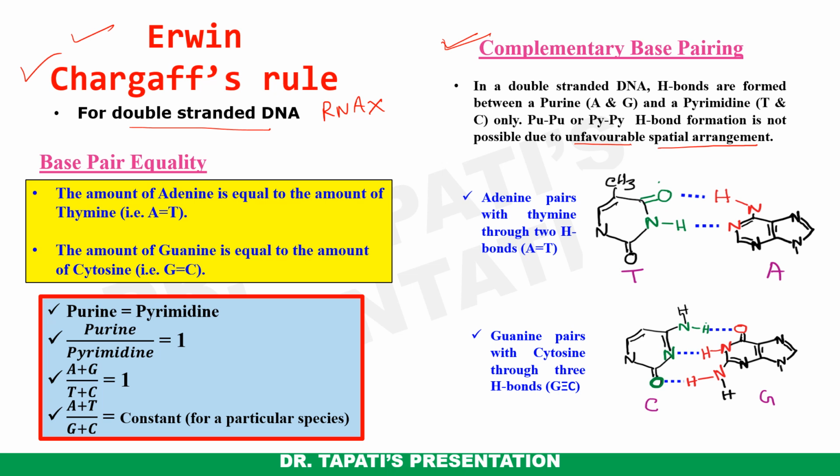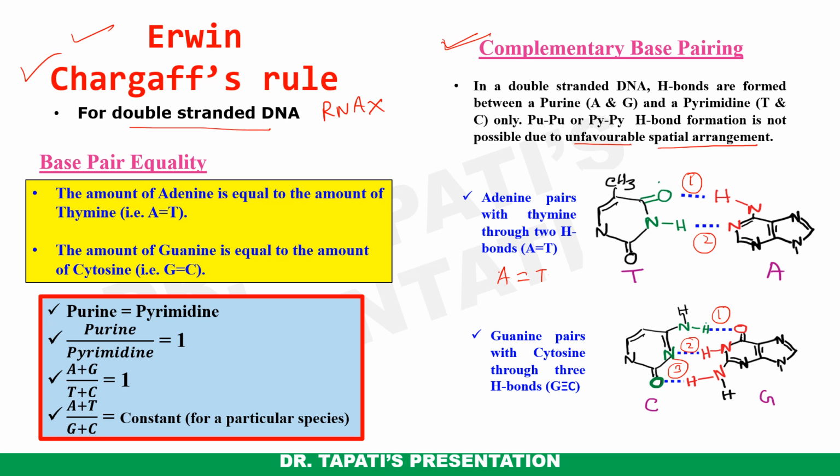So in this figure you can see this is one hydrogen bond, this is second hydrogen bond. So total two hydrogen bonds present in between T and A, that means A and T, AT double hydrogen bond. But in between G and C, that means guanine pairs with cytosine through three hydrogen bonds. Here it is clearly visible total three hydrogen bonds can be produced in between G and C. But there is no possibility of purine-purine or pyrimidine-pyrimidine hydrogen bond formation, which is not favorable orientation or spatial arrangement.